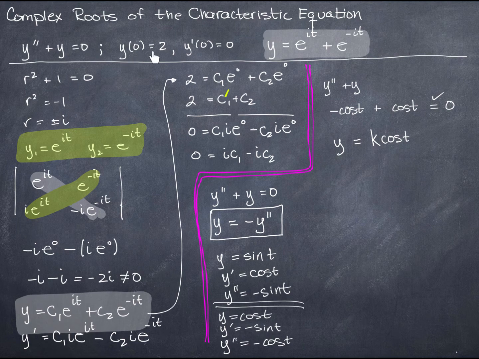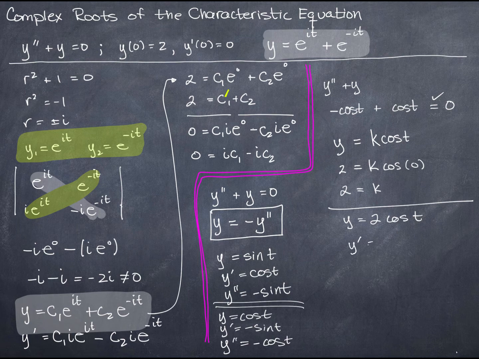We have initial conditions. So let's plug our first set of initial conditions in. When t is 0, y is 2. Well, the cosine of 0 is 1. So k equals 2. And that means that y equals 2 cosine of t satisfies this differential equation with these initial conditions.